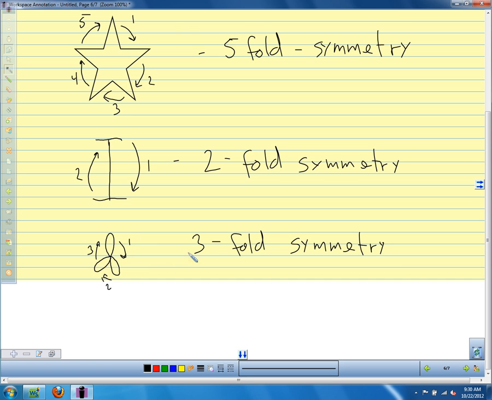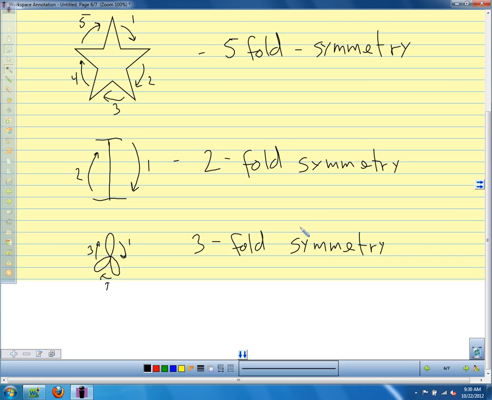So rotational symmetry just means, can I rotate the shape around and get something that looks exactly the same? And the number of times we rotate, that's how many folds of symmetry it has. So the star has 5-fold symmetry. This capital letter I has 2-fold symmetry. This flower, if I drew it perfectly, would have 3-fold symmetry. So we just count the number of times we have to rotate to get back to the original.